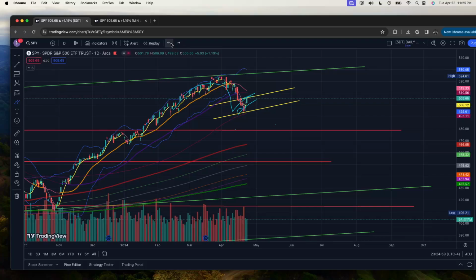That's the structure for right now, right? But as you know, the market can go two ways: down or up. So we always have to look both ways.